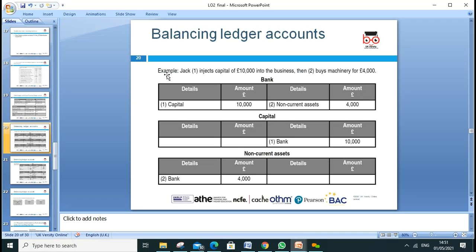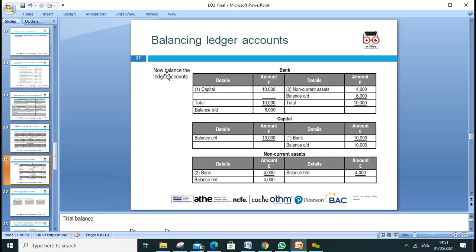So we can look around the double entry. There is a debit, there is a credit. So you can see the debit and credit effect on each. For a non-current asset, we paid 4,000 to buy it, and we purchased it: the non-current asset is a debit and the bank is a credit because the cash went out.